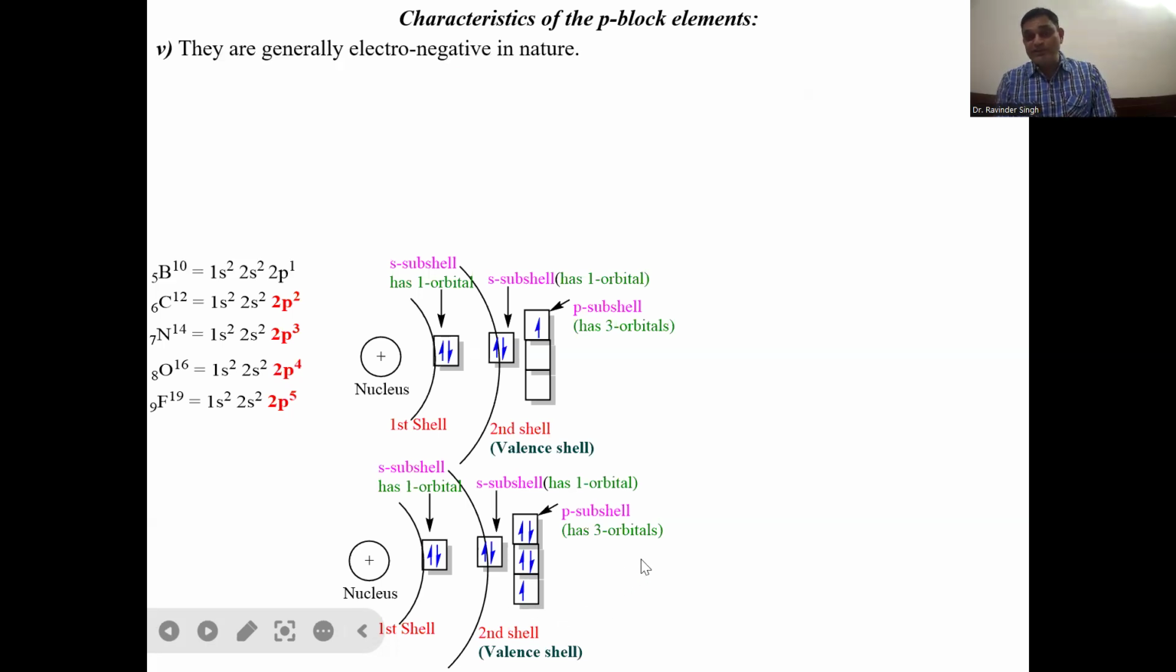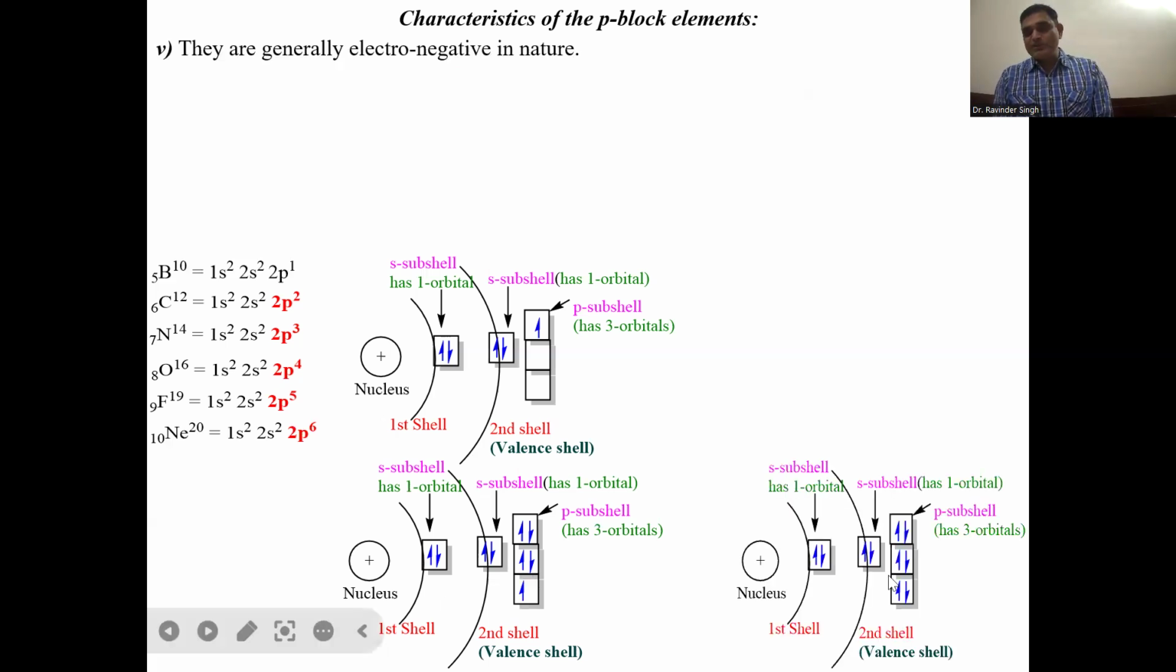Fluorine has the tendency to accept one more electron, and after accepting that one more electron, it becomes like neon, because fluorine's atomic number 9 plus 1 electron is 10, the atomic number of neon, a group 18 element. So they have the tendency to take the electron. Like oxygen, 1s2 2s2 2p4, it can accept two more electrons, and after accepting two electrons, it becomes like neon. So they are electronegative in nature. The elements which have the tendency to take electrons from another atom show electronegative nature, and they acquire a negative charge after gaining electrons.